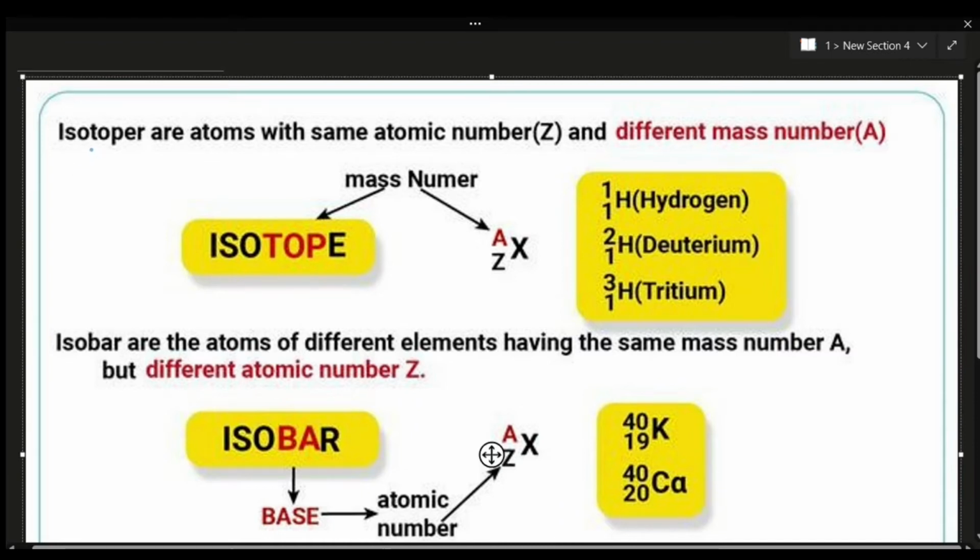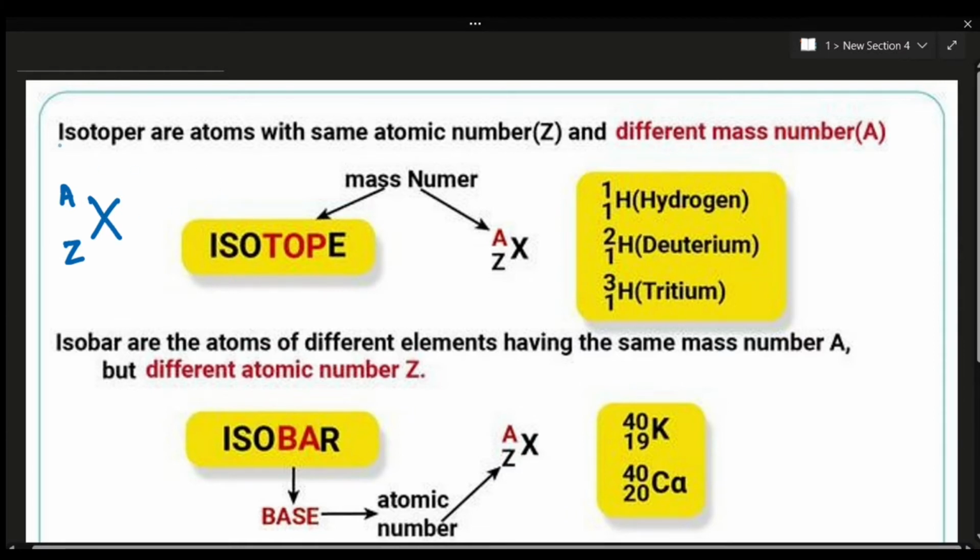Hello everyone, today we are going to study the difference between isotopes, isobars and isotones, and in this video I'll be giving you a trick to remember the difference between all of this. So first of all, let me tell you how an element is represented. An element is represented by a symbol where at the base we write the atomic number and at the top we write the mass number, and X is the symbol of the element.